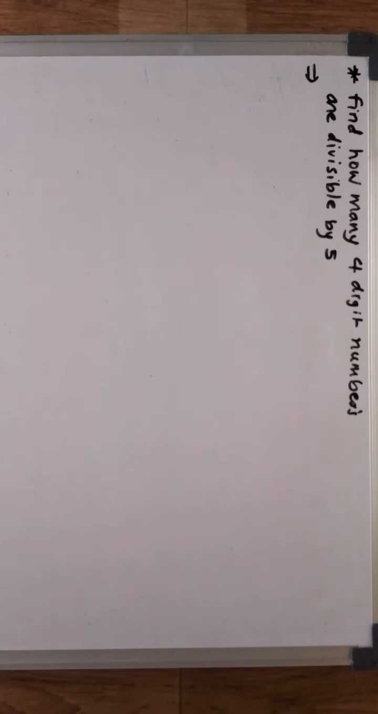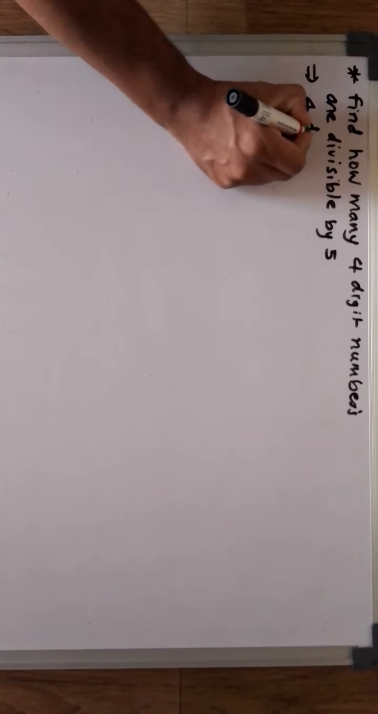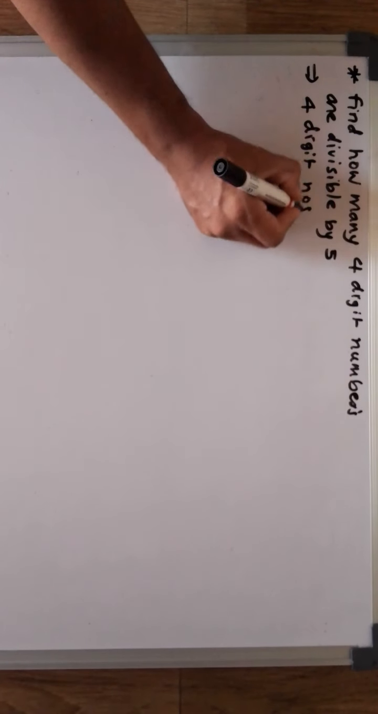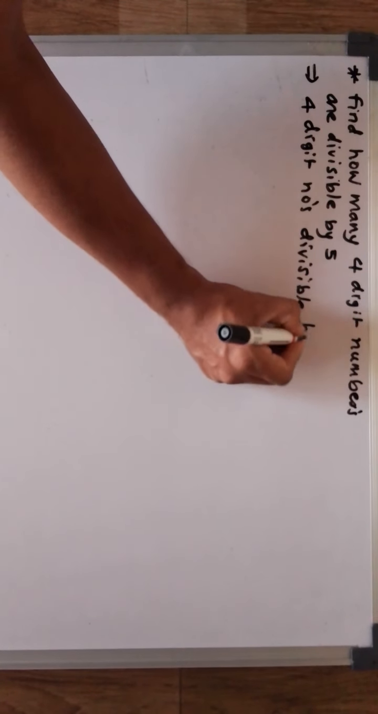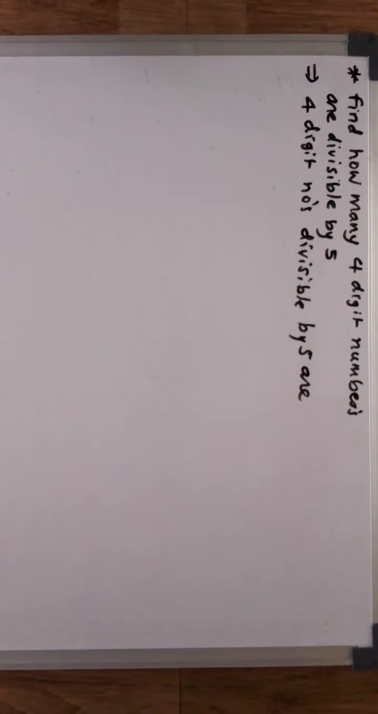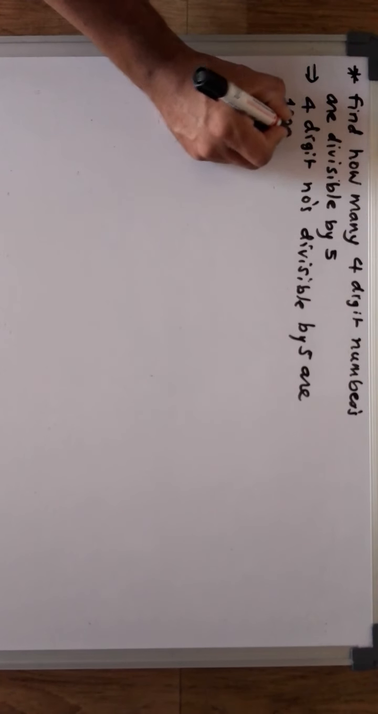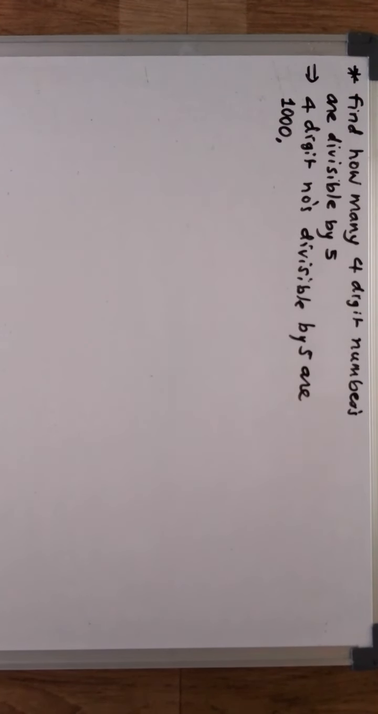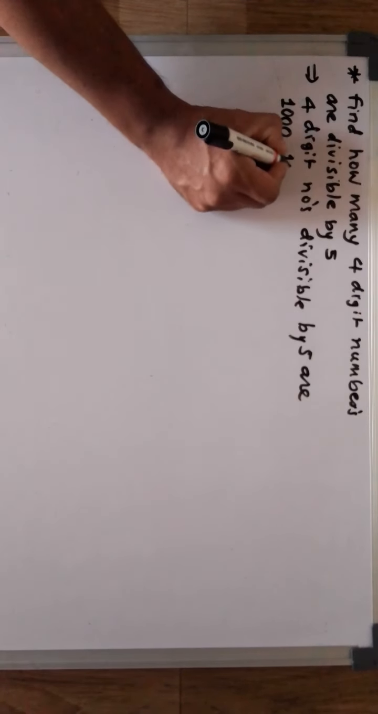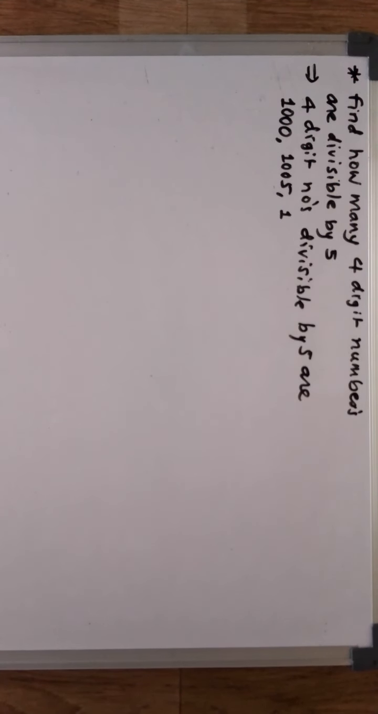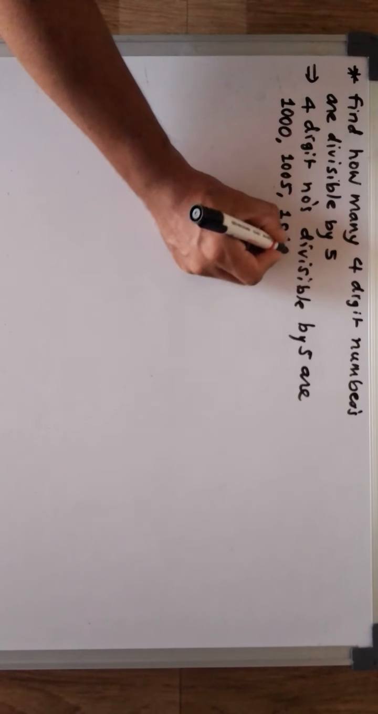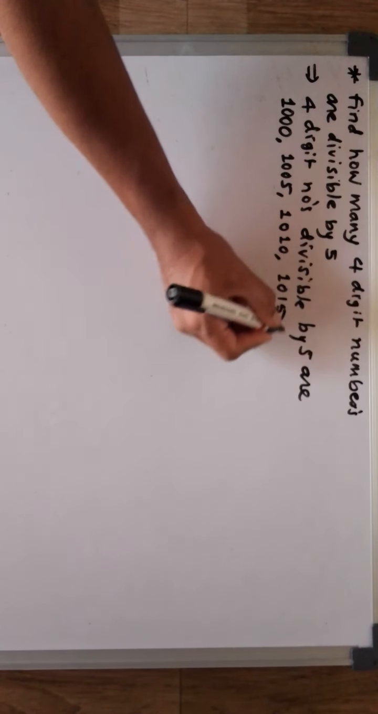So the first 4-digit number divisible by 5 is 1000, right? Then 1001 is not divisible, 1002 is not divisible, 1003 is not divisible, obviously 1005. So 1005, that is 1010, right? That is 1000, 1005, then 1010, 1015 and so on.